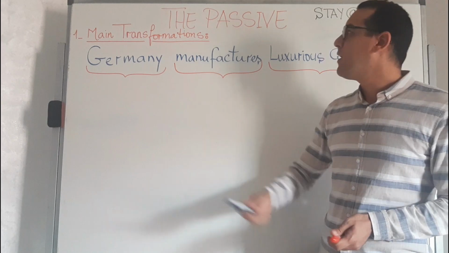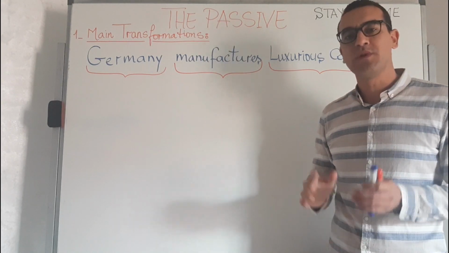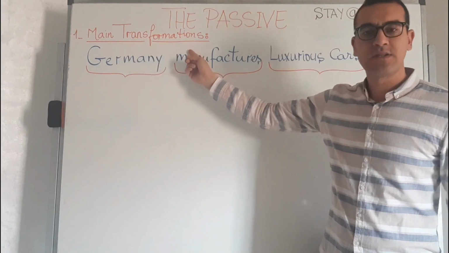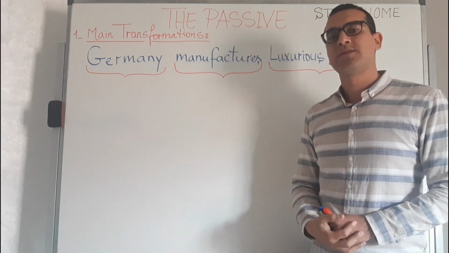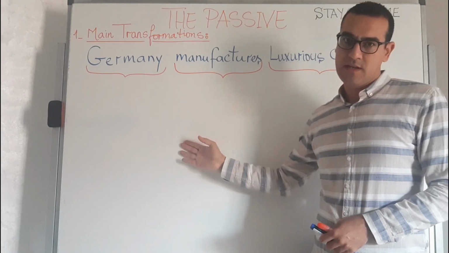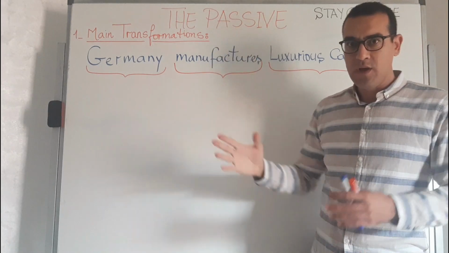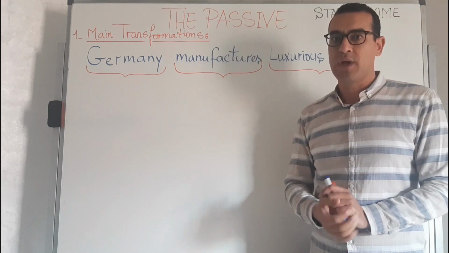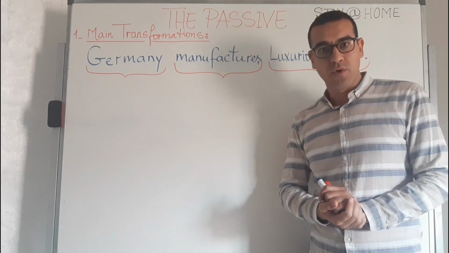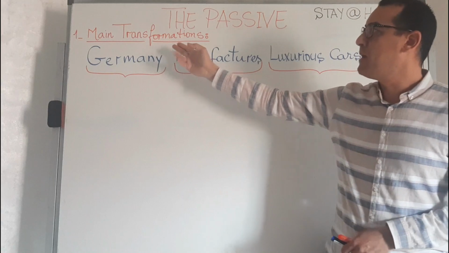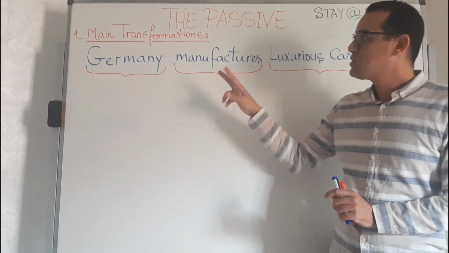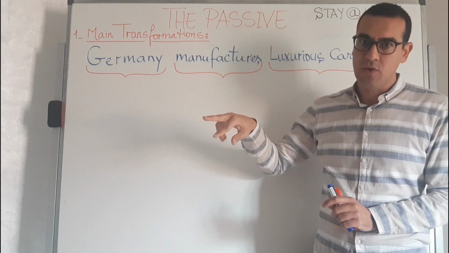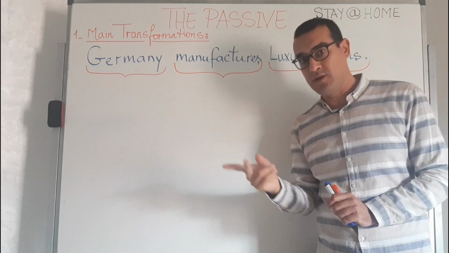So today in this video lesson, we're going to talk about the passive form. Today we're going to deal with the main transformations that a learner of English needs to know before they proceed into applying these transformations to sentences. So when we talk about the passive, we all know that we have two forms: the active voice and the passive voice. Today we're going to talk about the most important transformations that we need to know if we want to proceed into transforming sentences from active into passive, or vice versa, from passive into active.